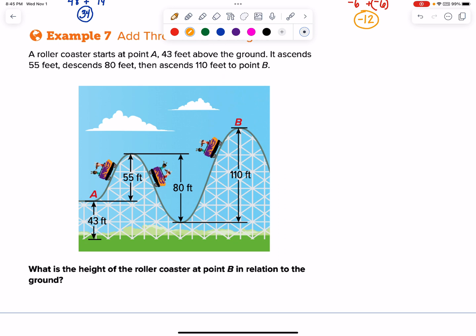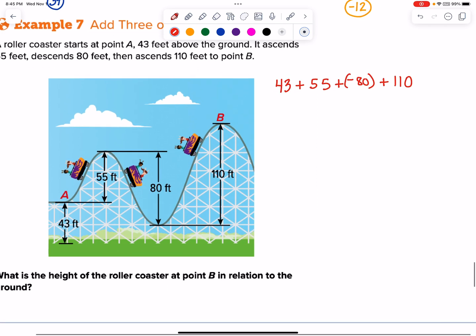So let's go ahead and set up this entire thing. If we're at 0, we're going up 43. Then we're adding a 55 because we're going up again, and then we're descending from that height. So descending means what? Going down, but we're not going to just do minus, we're going to add a negative instead. So add the negative 80, and then we're going up, so we're going to add the 110, and we need to know where we're at at the end here.